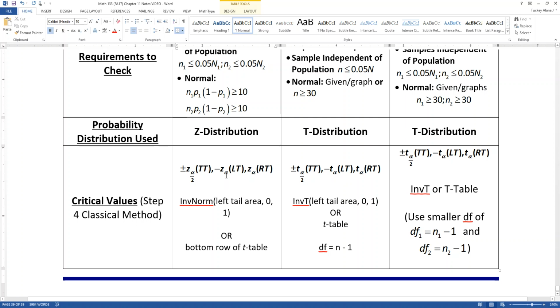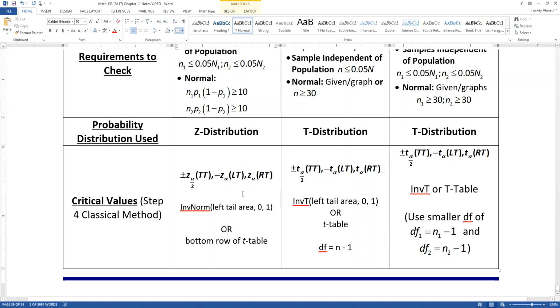Now remember, TT stands for two-tailed, LT is left-tailed, and RT is right-tailed. So the plus or minus z alpha over 2 is a two-tailed test, also the same as a confidence interval. And then negative z alpha is left-tailed, positive z alpha is right-tailed. So we would use inverse norm with 0 and 1 for that part.